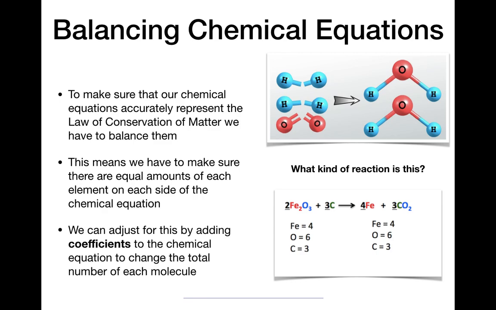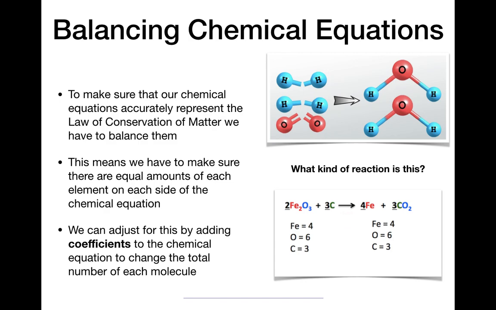So what we do is we add coefficients, these big numbers in front, to balance the equation, to make sure the total number of each molecule is the same on each side. So here I had iron oxide plus carbon gives iron plus carbon dioxide. And I had to add a 2 in front of here and a 3 in front of here to make this work. So we can walk through this step by step.